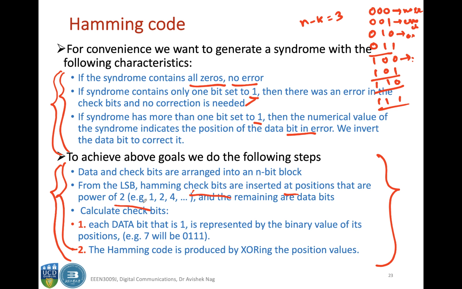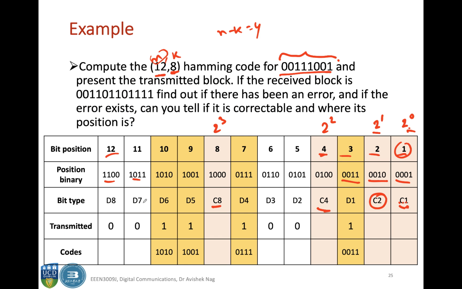So that's what we are doing here: C1, C2, C4 and C8. Now the rest are the data bits. C1 and C2 have been taken by the first and second positions, so the data starts from the third placeholder. So here you have D1, then D2, D3, D4 and D5, D6, D7, D8.